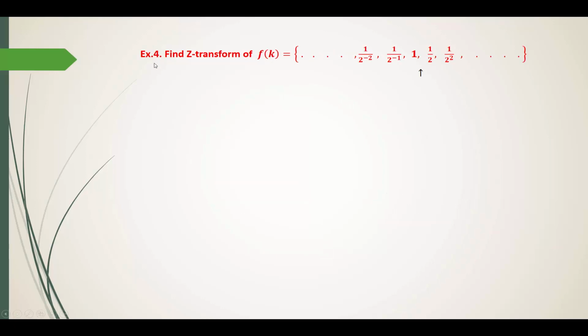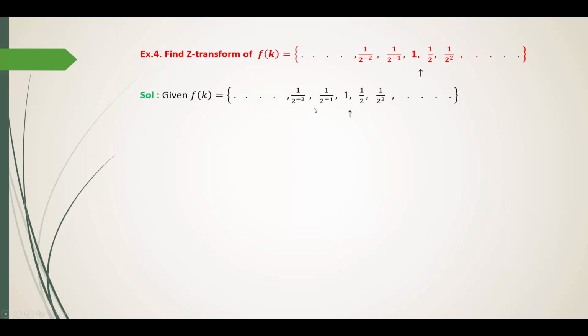Next, example number 4, find the z transform of f of k is equal to the sequence dot dot dot 1 upon 2 to the power minus 2, comma 1 upon 2 to the power minus 1, 1, 1 half, comma 1 upon 2 square, dot dot dot. Arrow is here.